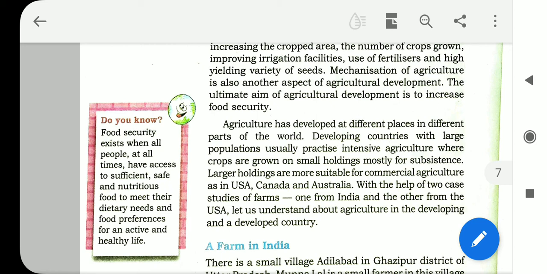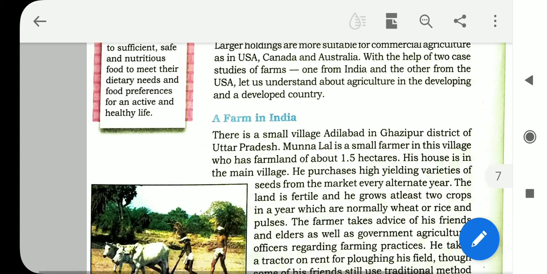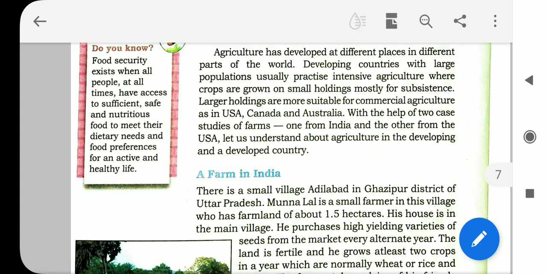So there are some differences in case of India and in case of USA. The USA is a developed country and India is a developing country. What are the differences between the farmers? The farmers of India and the farmers of USA, we will discuss in our next class.